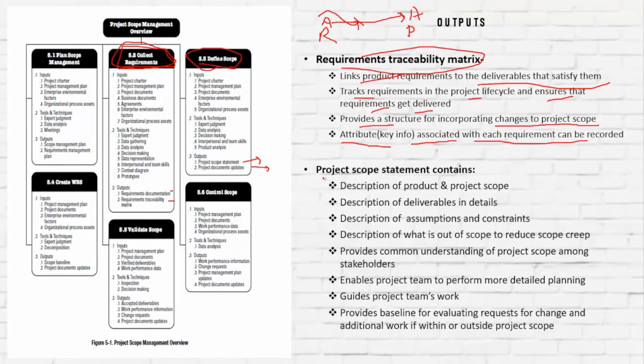Let's see what the project scope statement contains. It contains a description of product and project scope. It describes the deliverables in detail, provides assumptions and constraints, and also describes what is out of scope to reduce scope creep. Scope creep is the unnecessary addition to the scope that has not been agreed. The project scope statement provides common knowledge to all the stakeholders so they understand what needs to be done. It also enables the project team to perform more detailed planning and guides the team's work. It also provides a baseline for evaluating requests for change and additional work, whether within or outside the project.